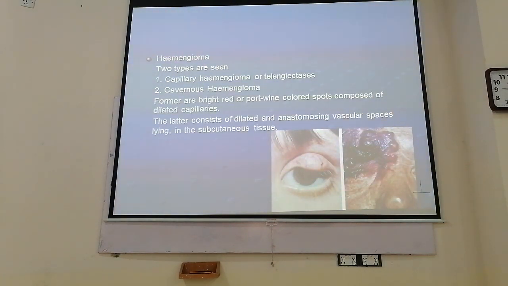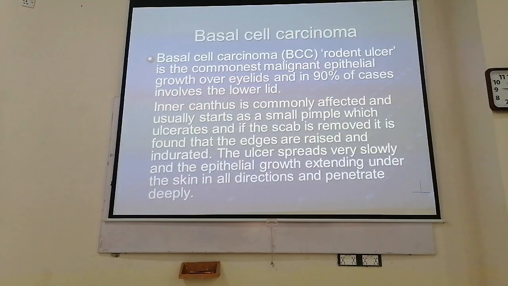This is hemangioma. Usually there are two types: capillary hemangioma and cavernous hemangioma. The former are bright red spotted or port wine colored spots composed of dilated capillaries. The latter consists of dilated anastomosing vascular spaces lying in the subcutaneous space. This is the latter, this is the first. You can skip this. Malignant tumors, these three are left, okay?